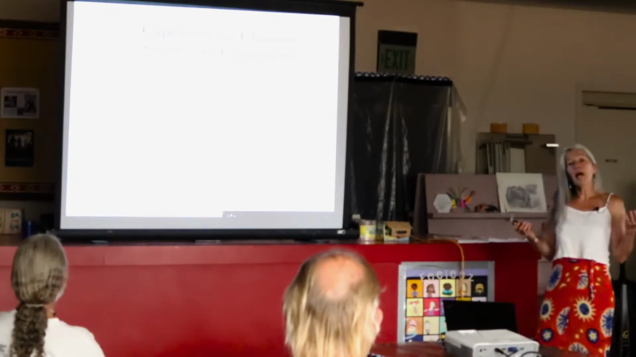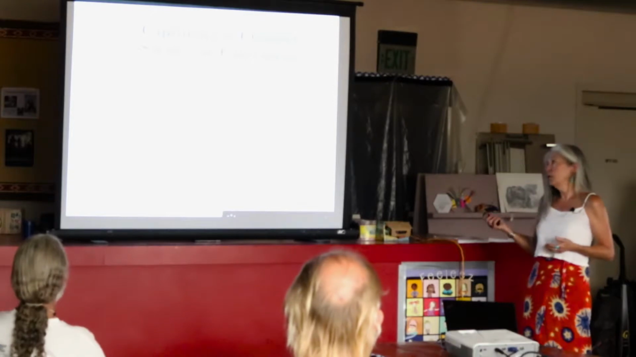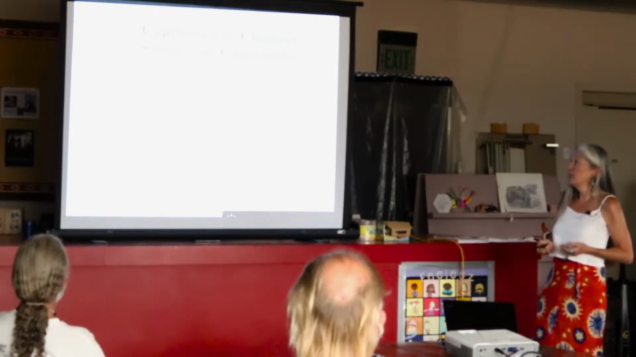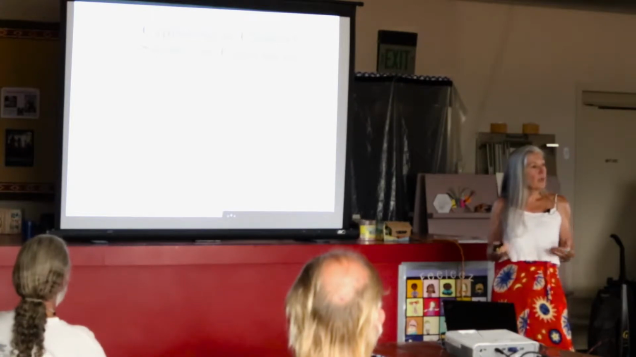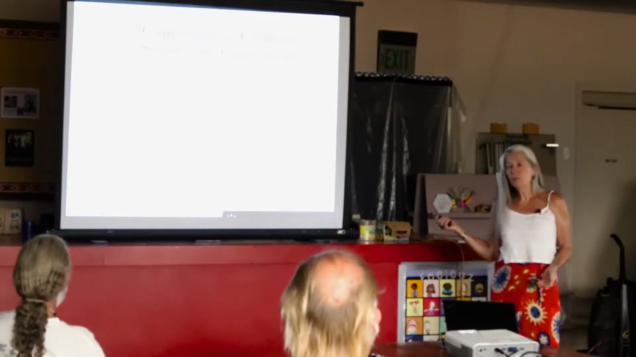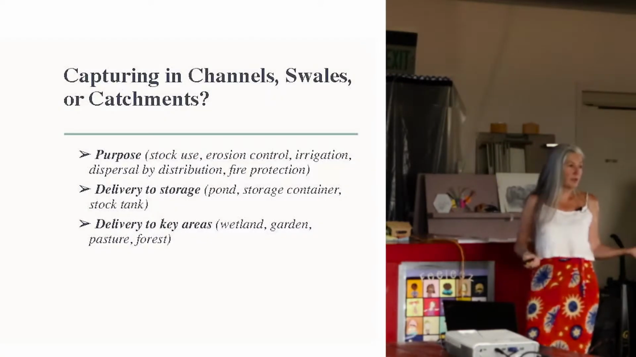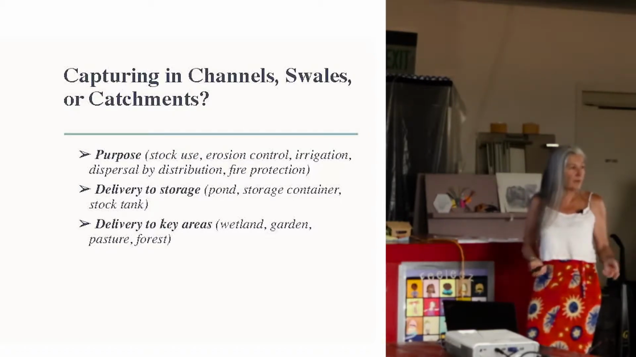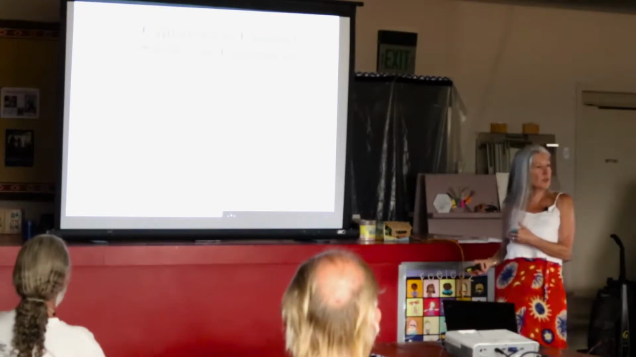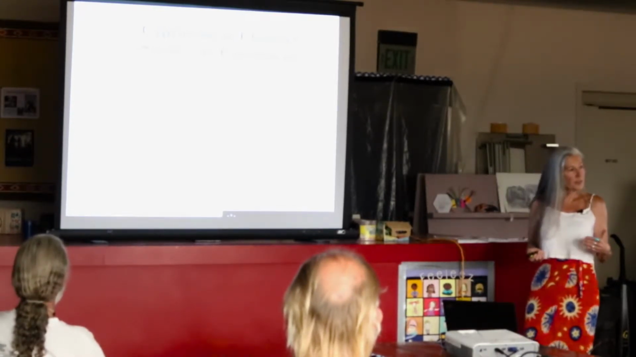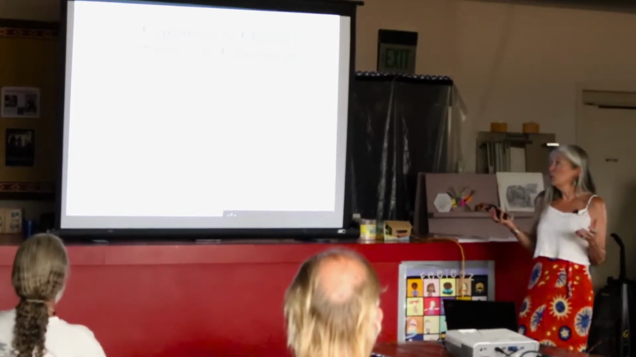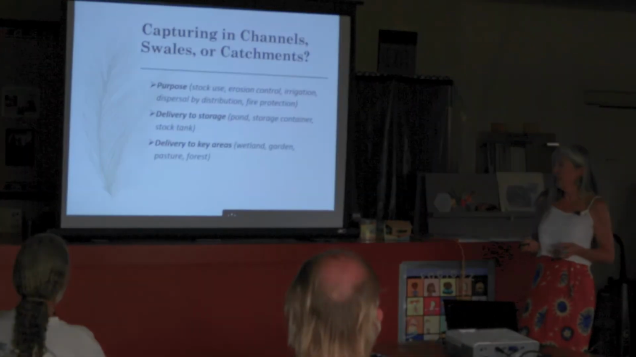And then how are you going to capture it? Well, you can do channels, swales, catchments. The way you decide is you start to look at, why do I want to capture? What is my purpose? Is it for stock? Is it for irrigating my farm? Do I only need it part of the year? What am I going to do with it in the winter? So all of those things are part of your decision about how you're going to capture this precipitation.